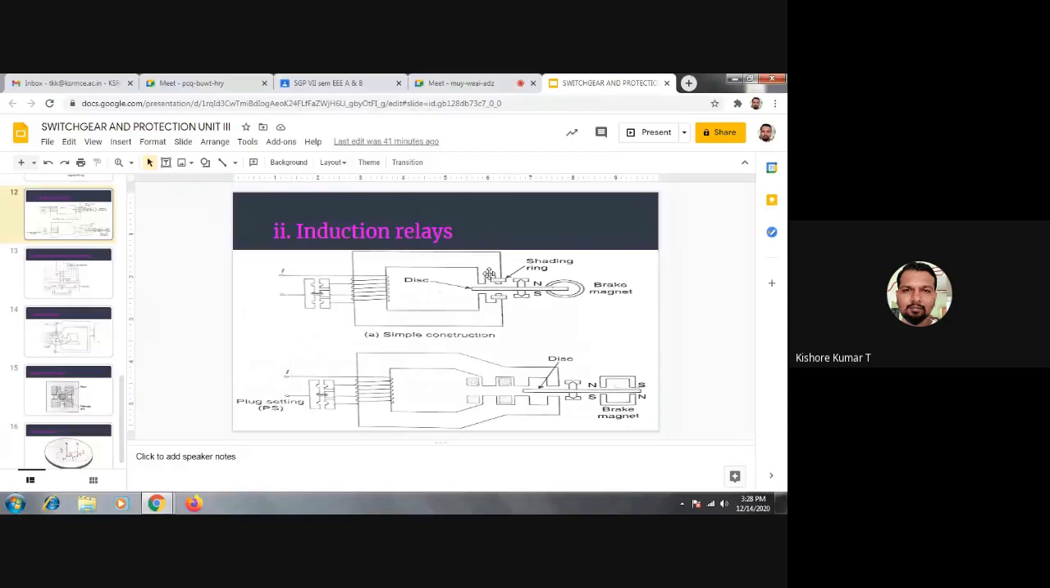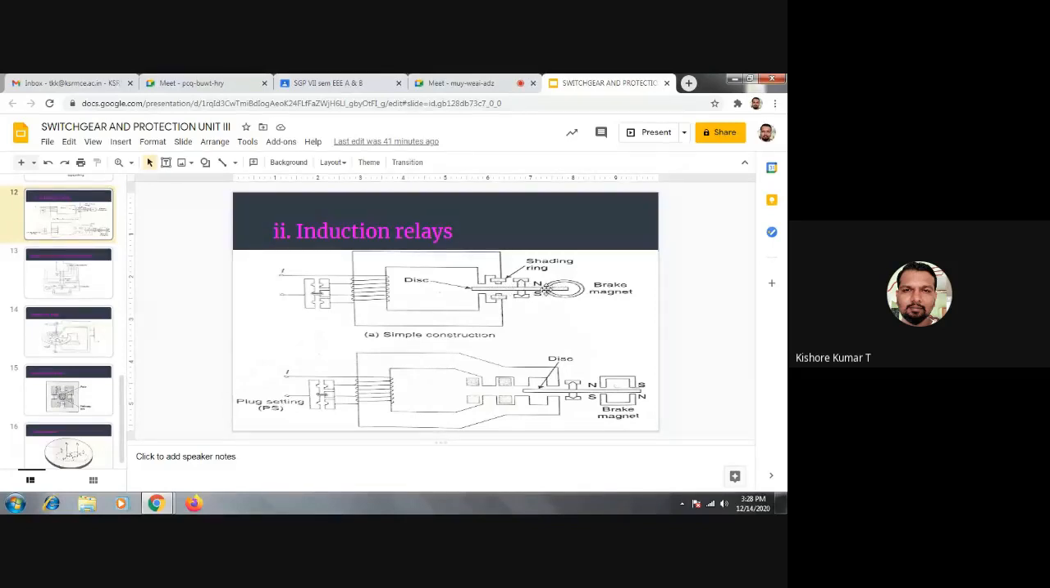A simple principle: electromagnetic induction, Faraday's laws of electromagnetic induction. Whenever there is a coil located in a magnetic field, and whenever there is a relative motion between the magnetic field and the coil, EMF will get induced in the coil. That is Faraday's first law of electromagnetic induction. So based on the same principle, here initially the disk will be in a stationary position.